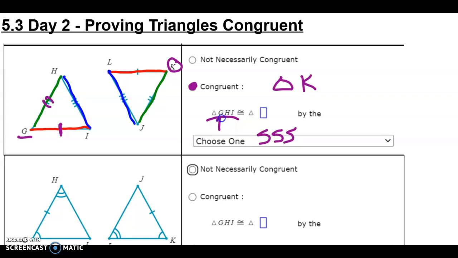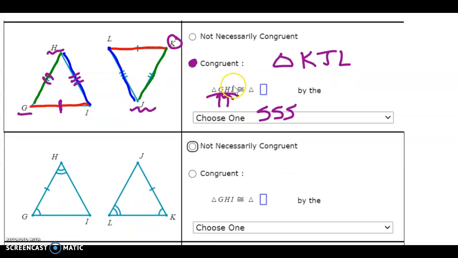The second one is H. The H is where the two congruency marks meet the three congruency marks, or again, our colors help here, where the green meets the blue. That's going to be J, and then the last one left over is L. So they're congruent. Triangle GHI is congruent to triangle KJL by the SSS theorem.